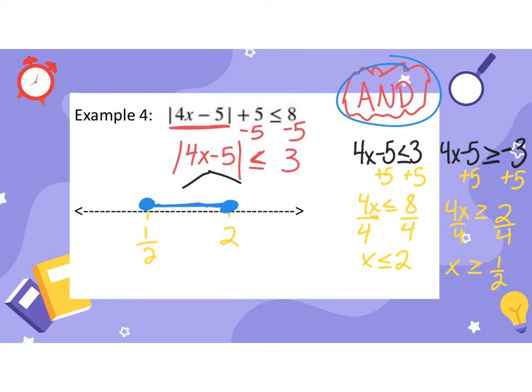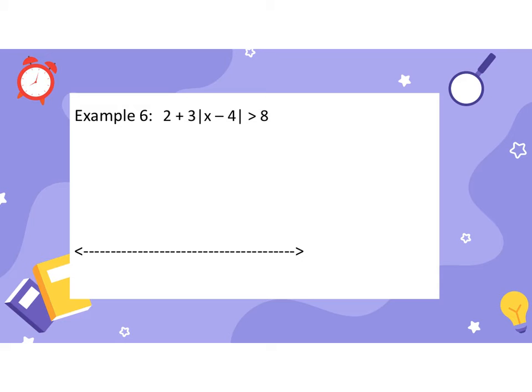So, okay, I told you we were flip-flopping around. Go ahead and go to example 6. That's going to be the next one that we do. Alright. First step, I've got to get this absolute value alone. It's got a lot going on over here that we've got to get rid of.